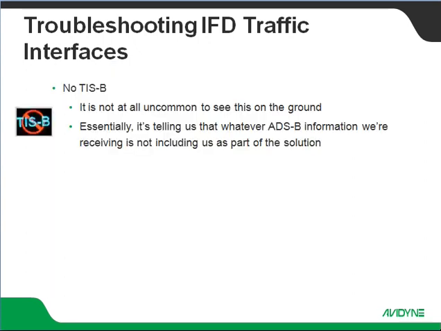This one we get phone calls about quite often. The NoTISB message, and this will pop up on the map page. And all this means is that whatever ADSB information you're receiving at the time, it is not including your tail number as part of that traffic solution. Meaning that the ground station does not currently see you. That's probably the easiest way to interpret that. If you're on the ground, sitting in the hangar, even out on the ramp most of the time, I would expect to see this. Not a big deal.